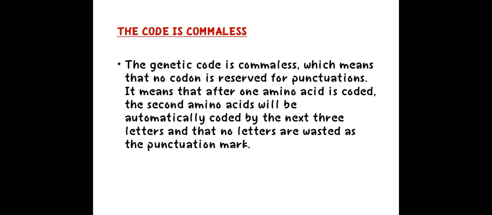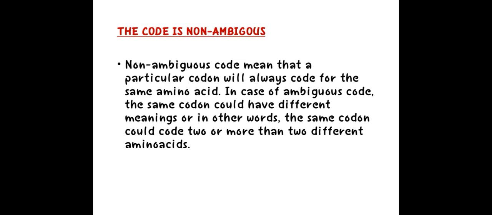The genetic code is commaless, which means that no codon is reserved for punctuation. After one amino acid is coded, the second amino acid will be automatically coded by the next 3 letters, and no letters are wasted as a punctuation mark. The code is non-ambiguous. Non-ambiguous code means that a particular codon will always code for the same amino acid.